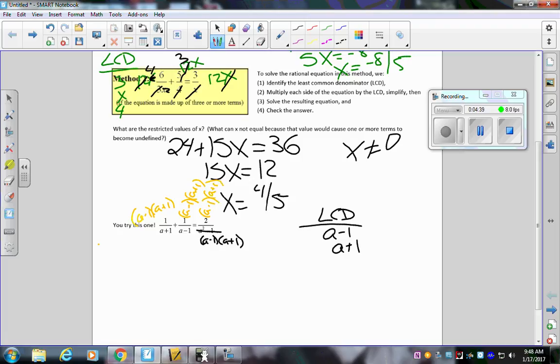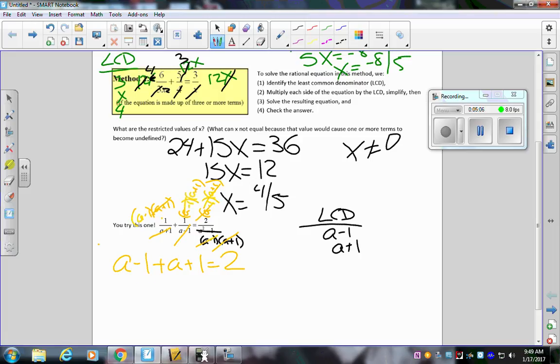All right, so for this first fraction, a plus 1's canceled. Remember, that's the whole point. I want to get rid of that denominator. So I'm left with 1 times a minus 1, which is a minus 1. Okay, in my next fraction, the a minus 1's canceled, which leaves me with 1 times a plus 1. Over here, they both cancel, which leaves me with just 2. Nice.